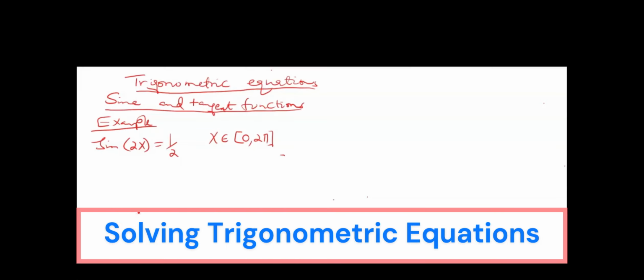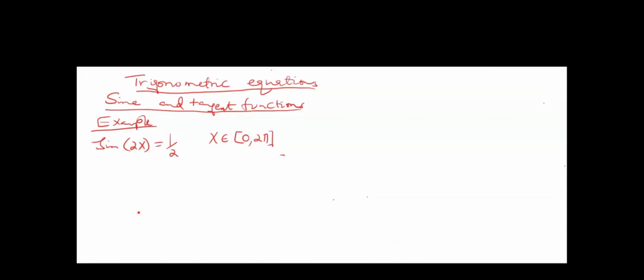This is just a continuation of our previous lesson, one of the series of lessons where we look at the trigonometric functions, how to solve equations that are based on a trigonometric function. In our previous example, we looked at the cosine function. In this lesson, we're looking at sine and tangent functions. So in our first example, we have sine 2x equals a half.